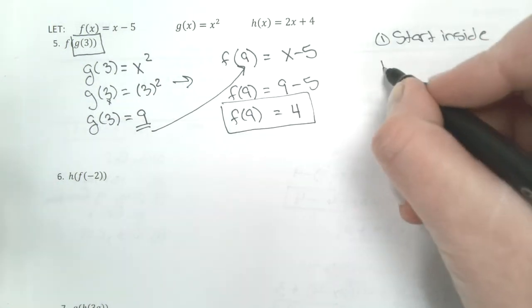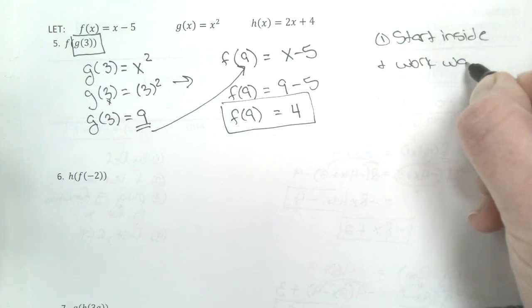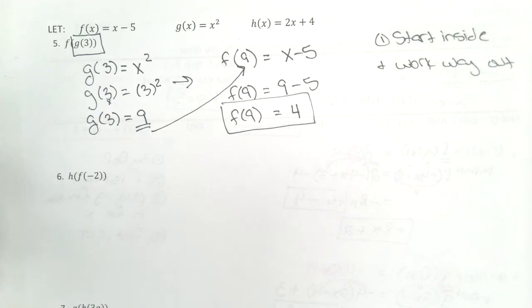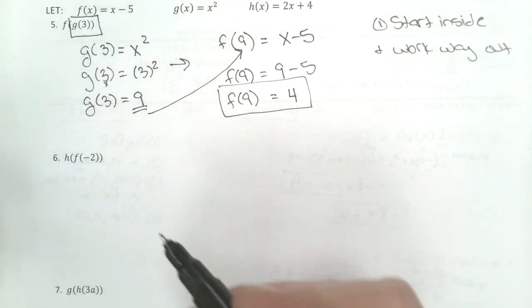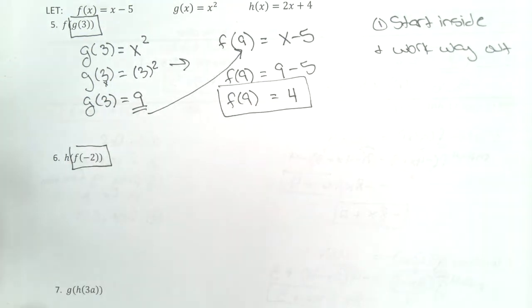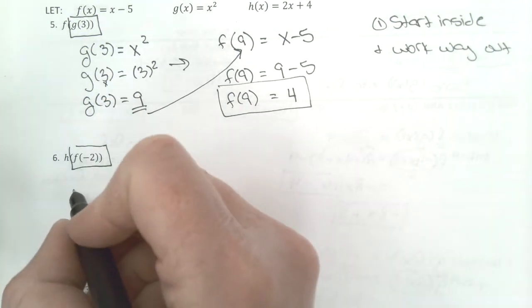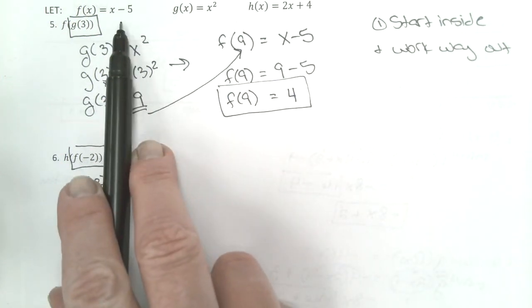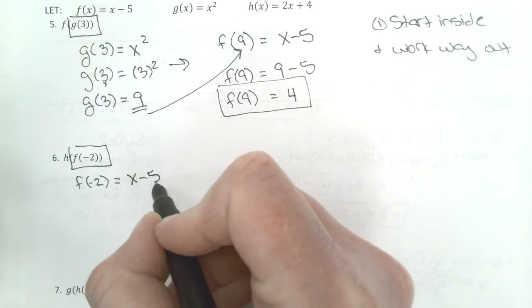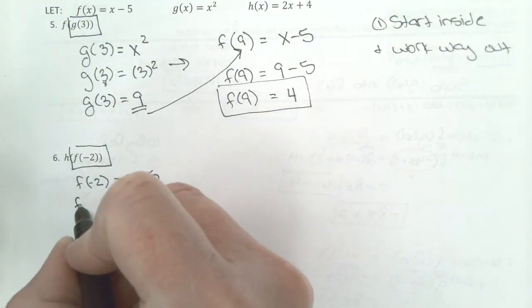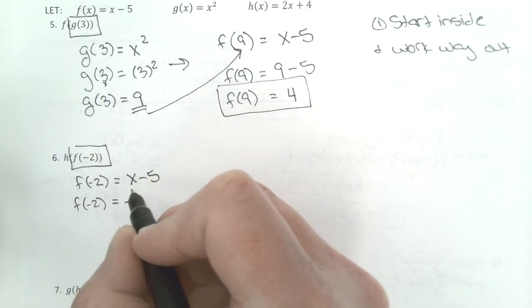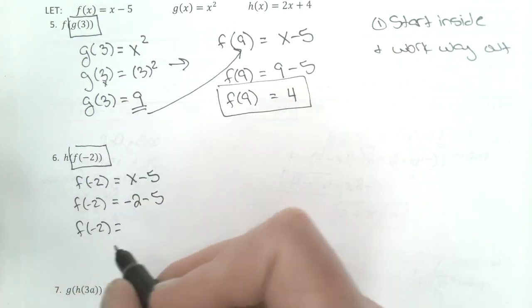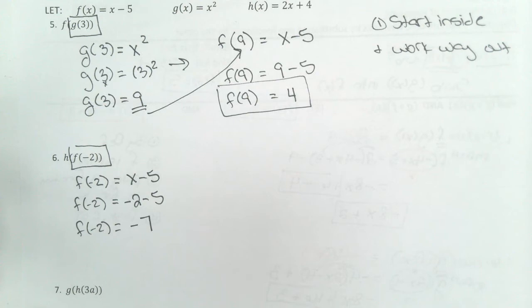So we start at the inside, and we're going to work our way out. Number 2. First thing I'm focused on is my f function. I want to find out what is f of negative 2. Your f function is x minus 5. I'm going to plug negative 2 in place of x. Negative 2 minus 5 equals negative 7.